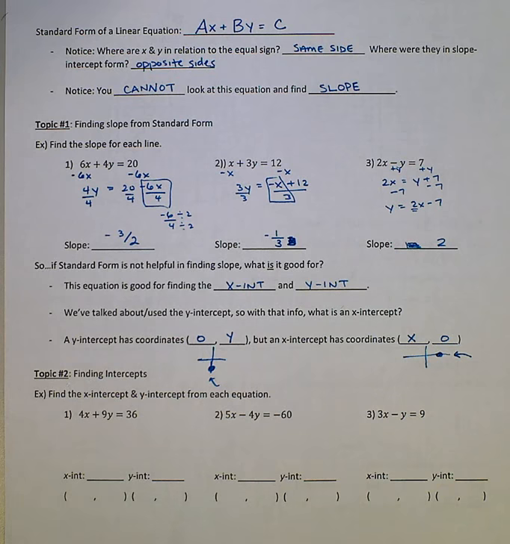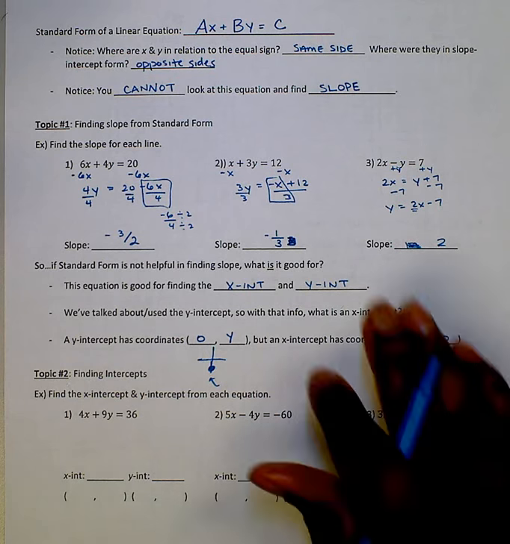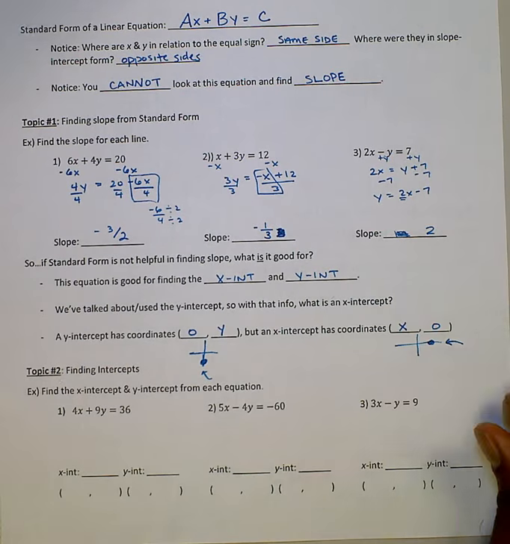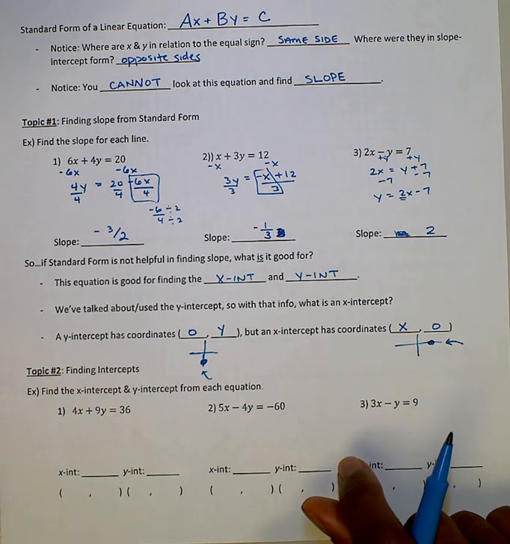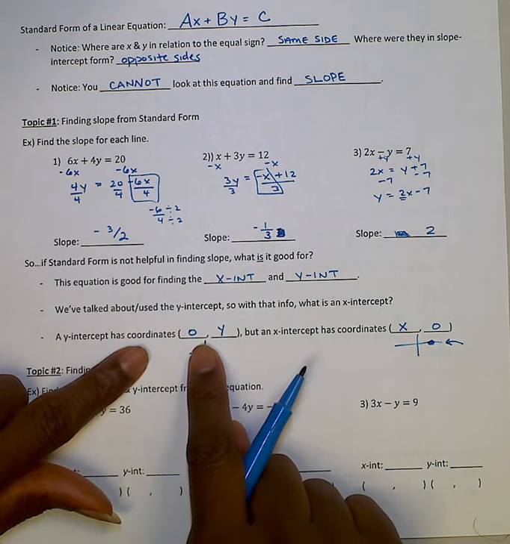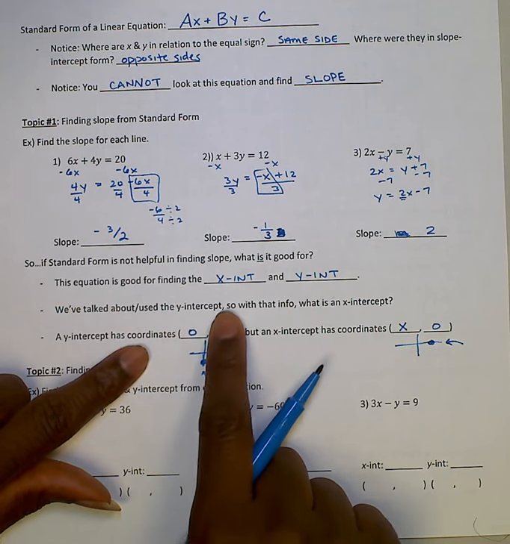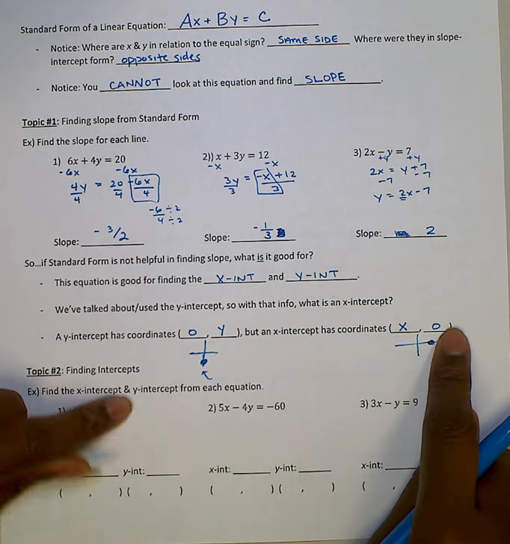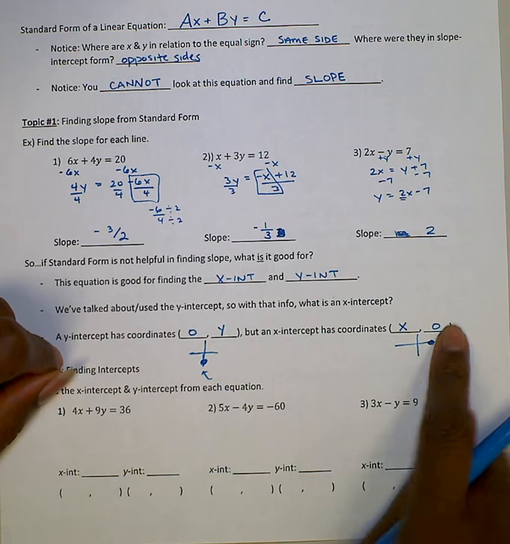Now standard form is very equipped to find these intercepts. In the same way that when we plug in x and y into slope-intercept form, it made the equation true, it helps us even more to plug in x and y in standard form to find the intercepts. Because we just pointed out that when we have a y-intercept, x is 0. When we have an x-intercept, y is 0. And so we use that to our advantage to find x and y intercepts.